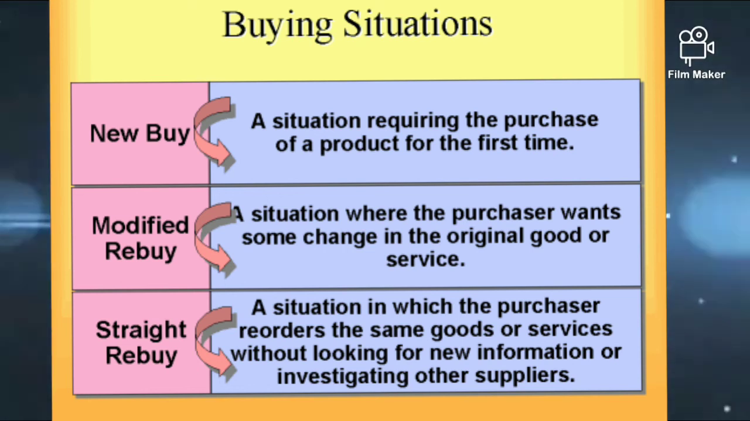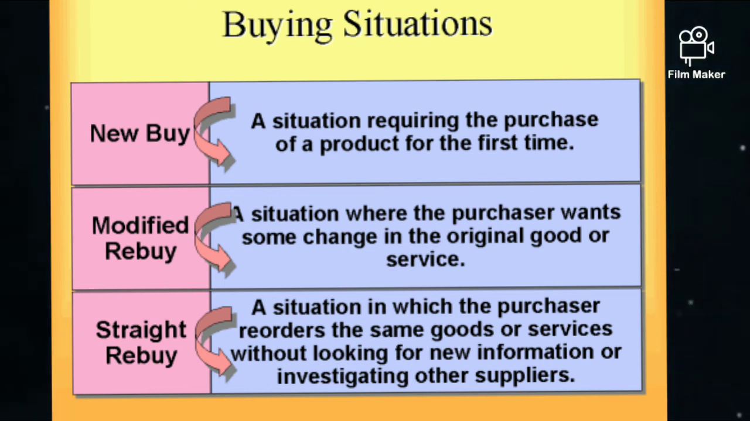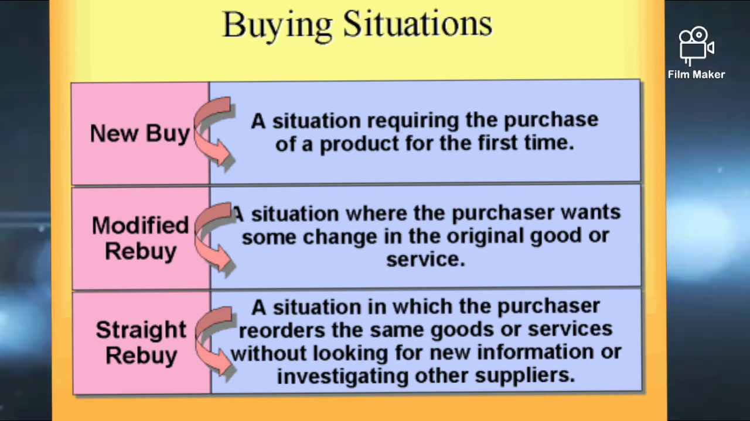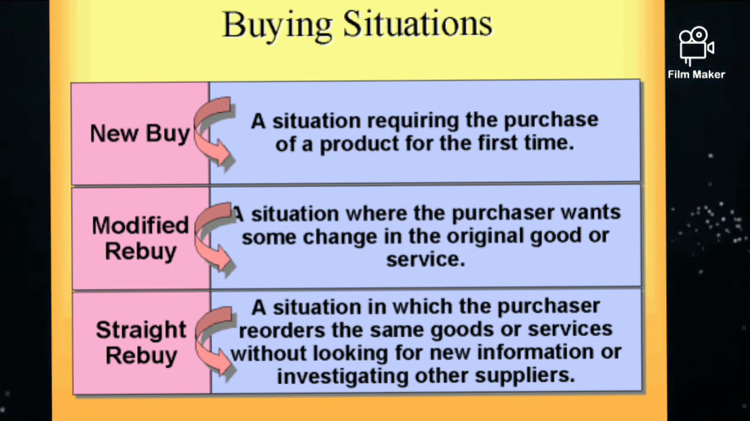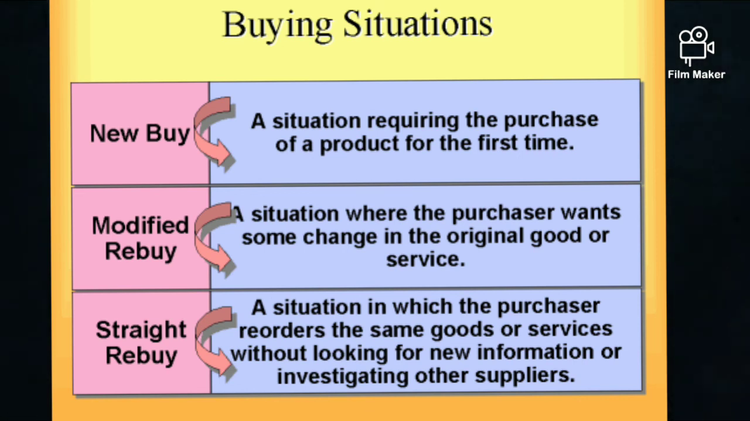Second one is modified rebuy. A modified rebuy is a situation where the organization is not satisfied with the performance of the existing suppliers or the need arises for any reduction in cost or improvement in quality, so it goes for a change in suppliers if it is necessary. This is called a modified rebuy.